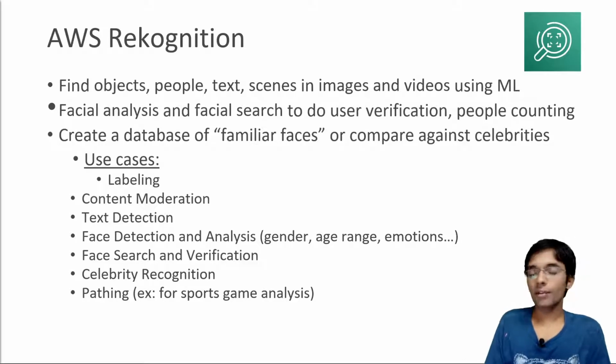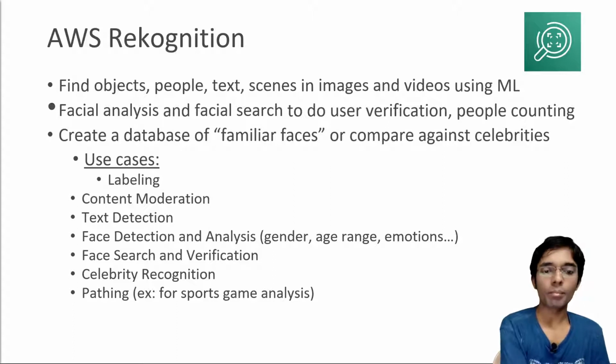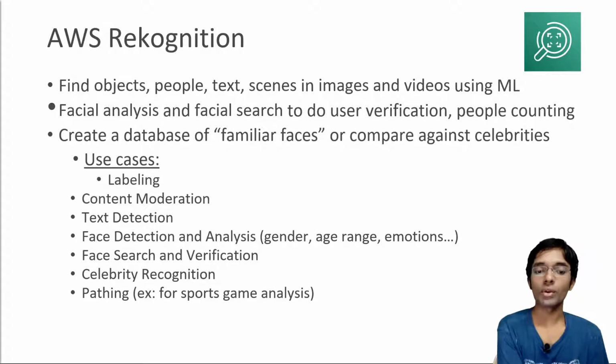Now we have AWS Rekognition. AWS Rekognition is a machine learning service to help you find objects, people, text, and scenes in images and video, and that's it. You can also do facial analysis and facial search in order to do user verification or count people in a video or an image. For example, what you can do with Rekognition is create a database of similar faces or compare against a public database of celebrities.